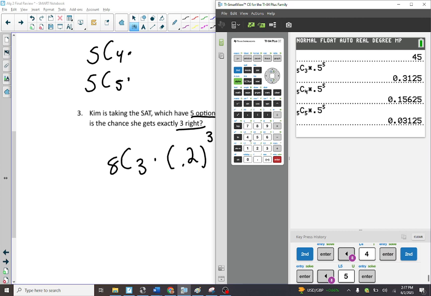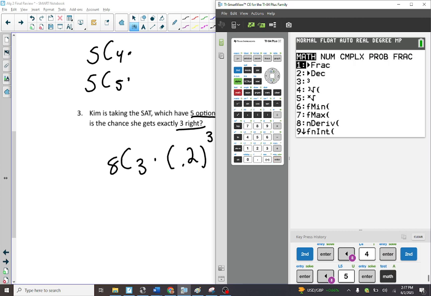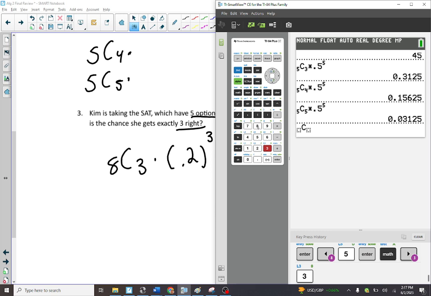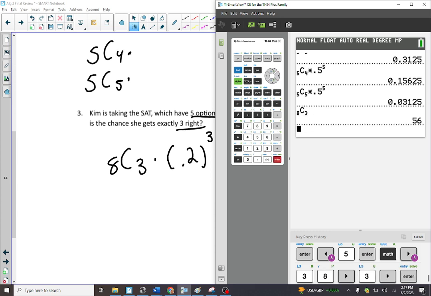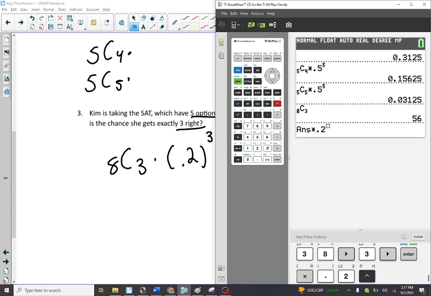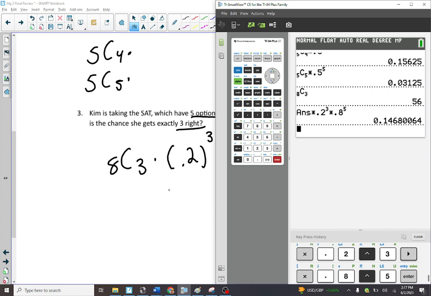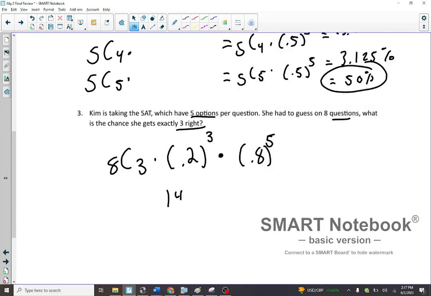So now I got to go to the math calculator. So it's going to be 8 choose 3 times 0.2 to the power of 3 times 0.8 to the power of 5. So it's a 14.7% chance. Don't worry about rounding. It's multiple choice, so you don't have a choice in the rounding.